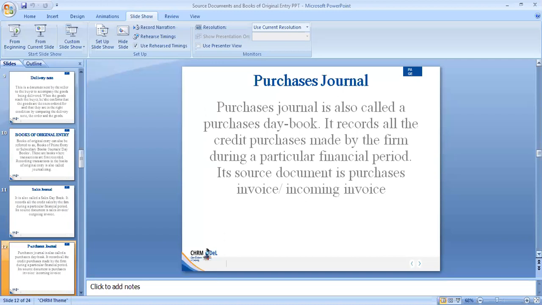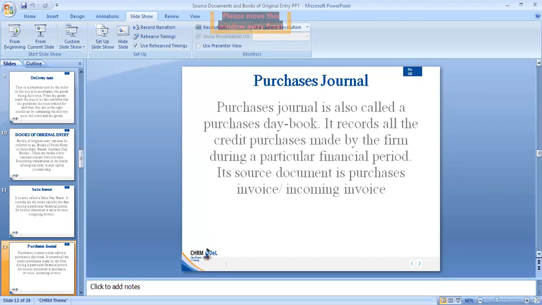Then we have another book of original entry, which is the purchases journal. The purchases journal is meant to record all those goods that have been purchased or bought on credit terms. So in that particular journal, we are going to record the names of the suppliers from whom we bought goods on credit. The names of all the suppliers that gave goods on credit are going to be captured in what we are referring to as the purchases journal.